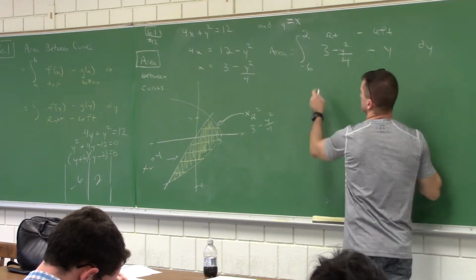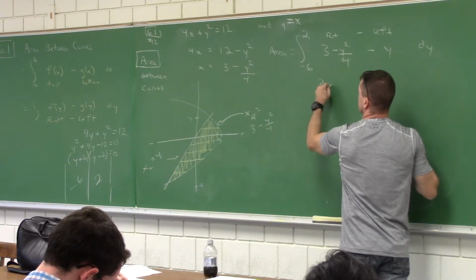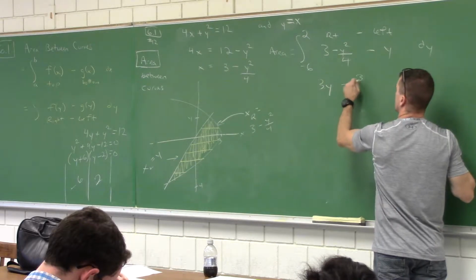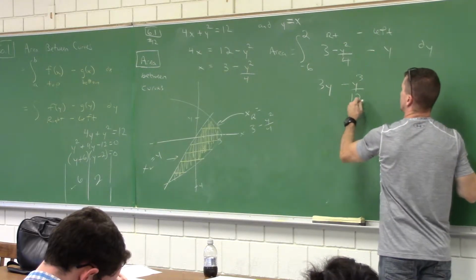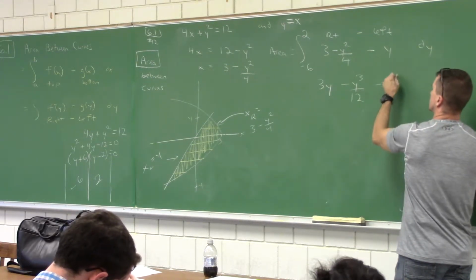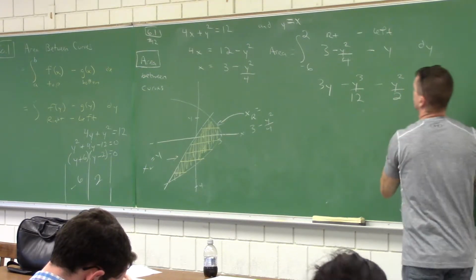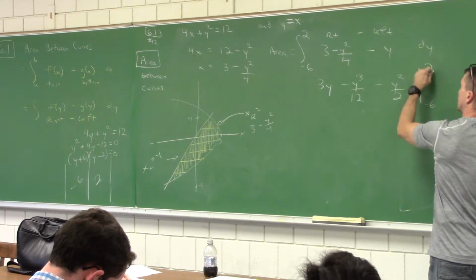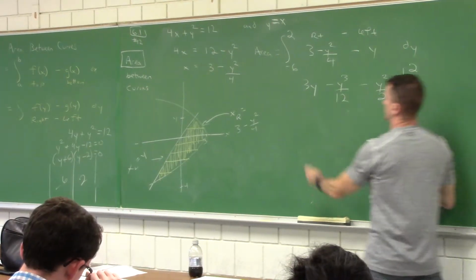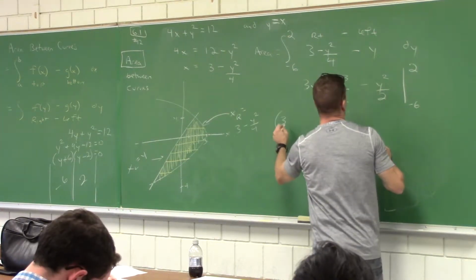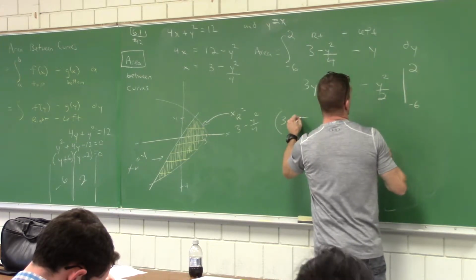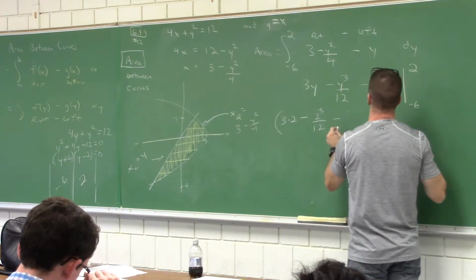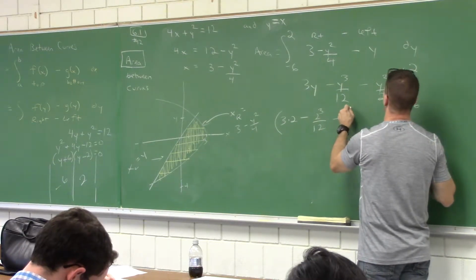What's the integral of 3? 3y. What's the integral of minus y squared over 4? Y cubed over 12, and y squared over 2. So I'm just going to write this out. 3 times 2, minus 2 cubed over 12, minus 4 times 2 squared over 2.